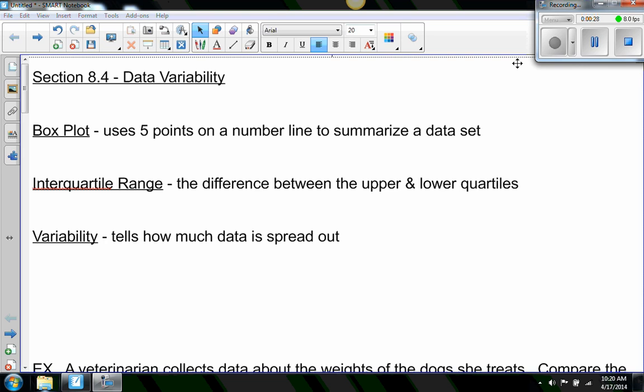The box plot uses 5 points on a number line to summarize a data set. And I'll go through what the points are in which column. The interquartile range is the difference between the upper and lower quartiles. And again, I'll show you that on a drawing here in just a little bit. Variability tells how much data is spread out. So it's like the range, basically. You could call variability the range of all the information. So it'd be the highest number minus the lowest number.